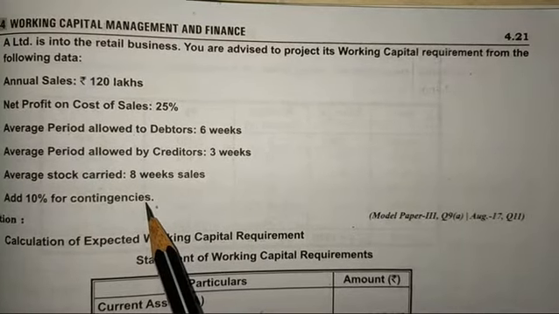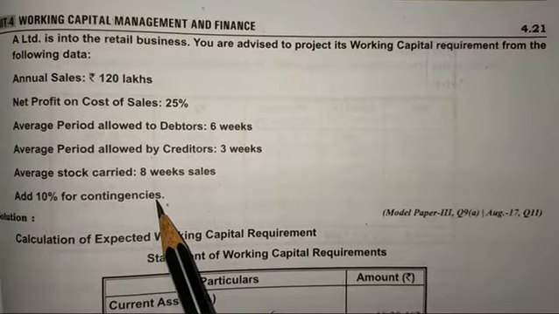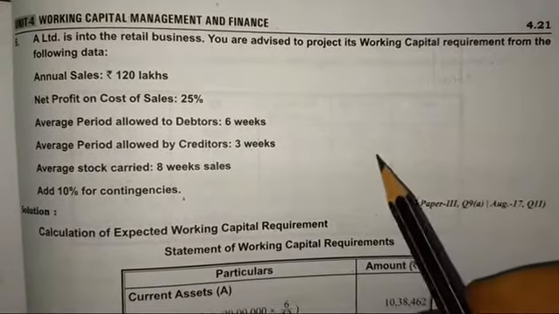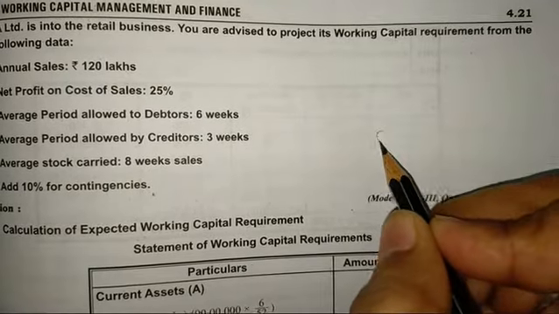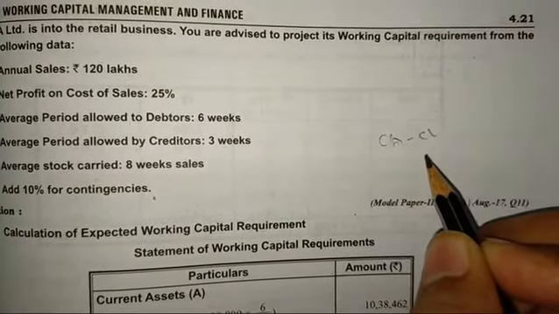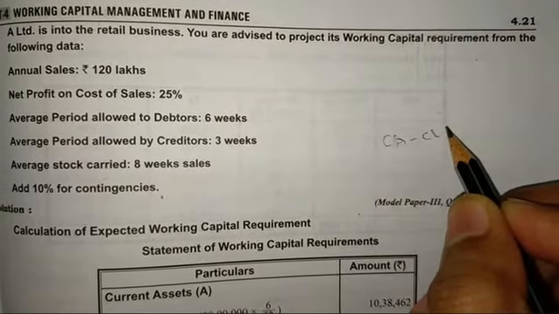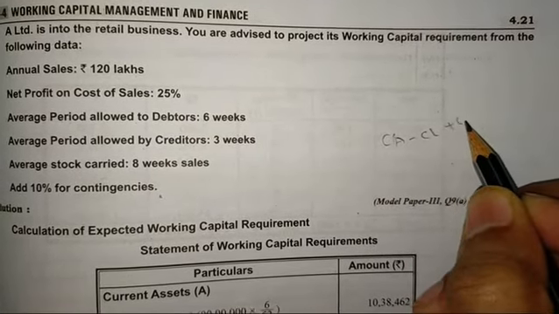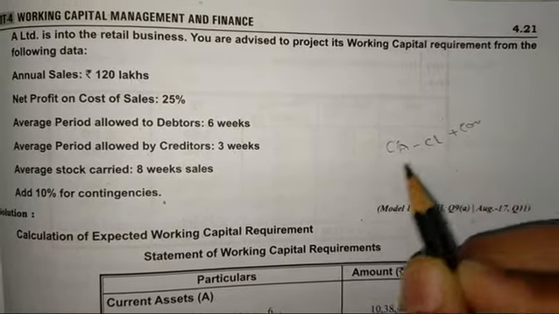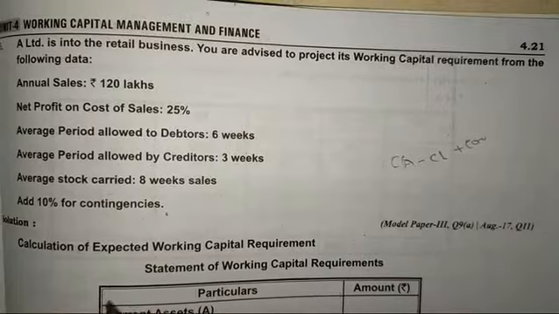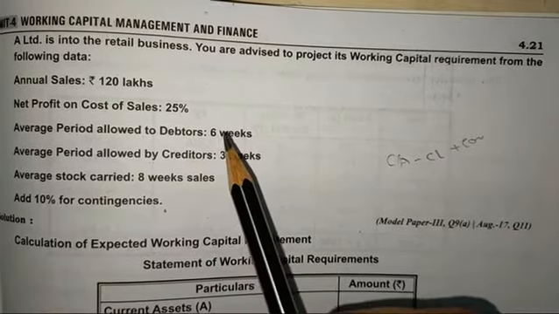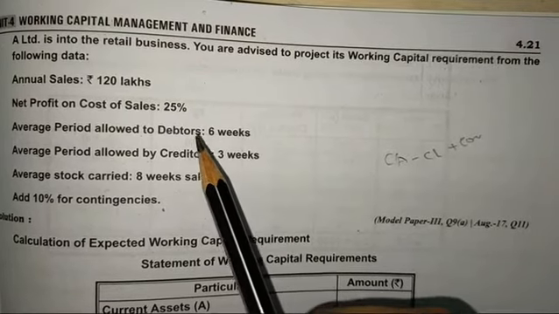Again, as we have discussed in the format, generally what we need to do is current assets minus current liabilities, plus add the contingency amount. Based upon this, we need to proceed. Under this, we can see what things will come under current assets and what things will come under current liabilities.